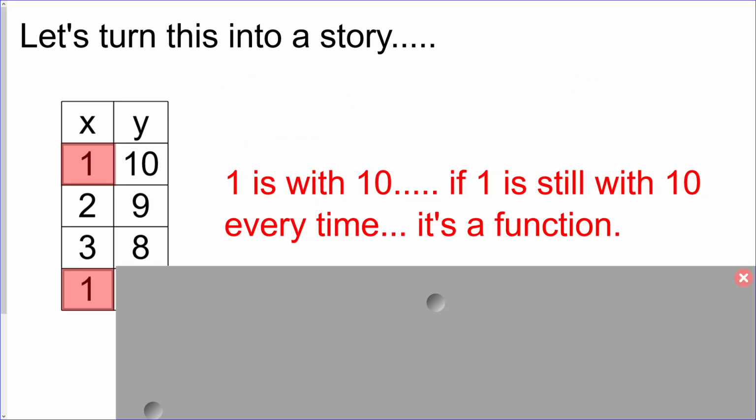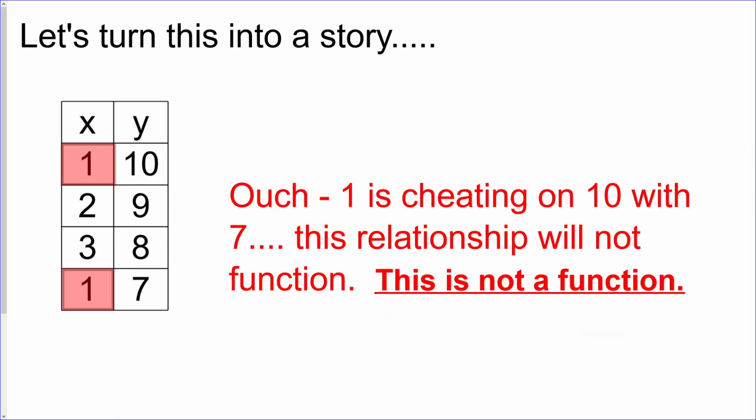When we first came in, 1 was with 10. Then 1 got up and they left. And then 1 came back. Now, if I drop that gray box and we see a 10 next to it, that means 1's not a cheater, and that means everything's going to work out okay, and this relationship will function. It will be a function. If I see something that's not a 10, that relationship is over, right? Oh, I was really pulling for 1, but that's the problem right there. 1 is cheating on 10 with 7, so that relationship will not function. This is not a function.